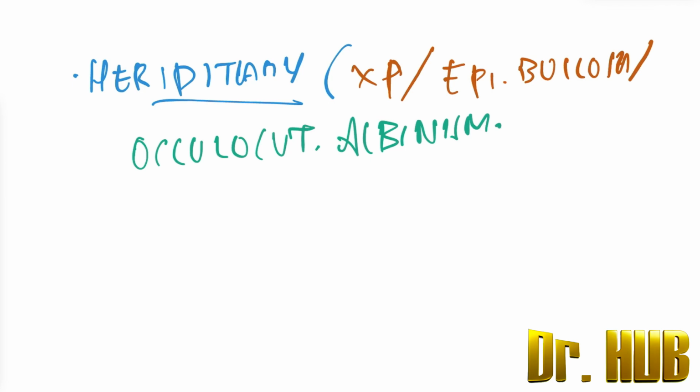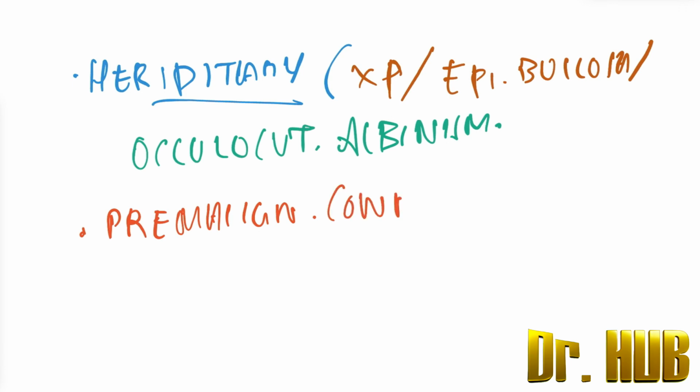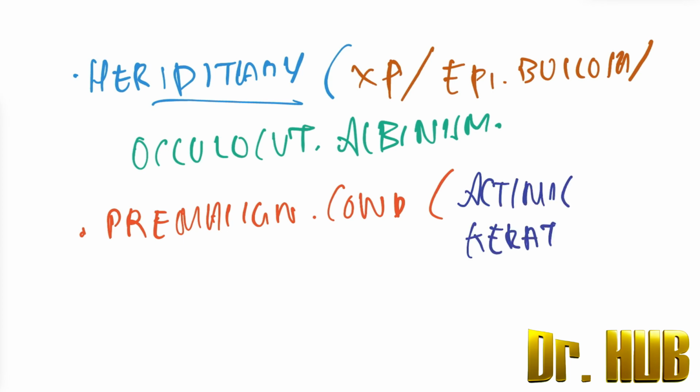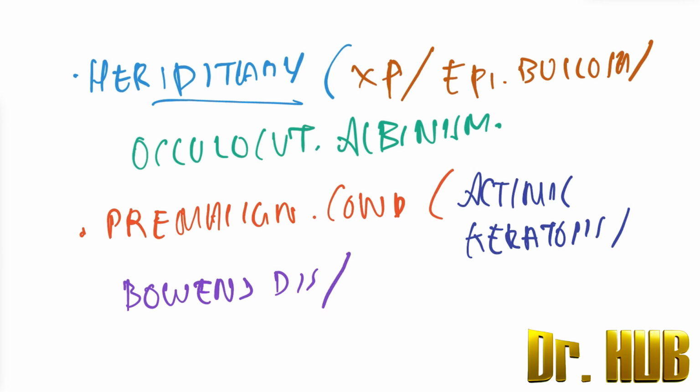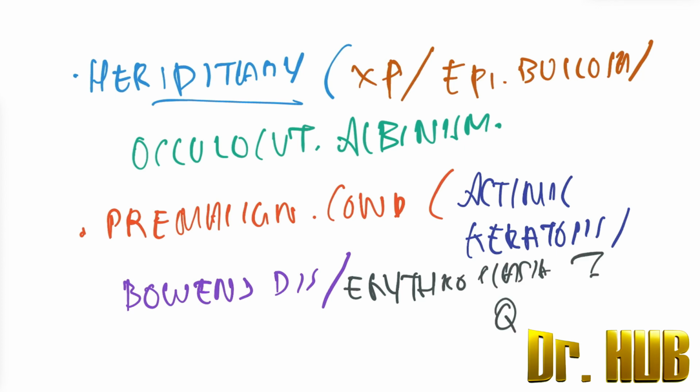Then when we move on to the pre-malignant conditions, such as actinic keratosis, then Bowen's disease, as well as erythroplasia of Queyrat.